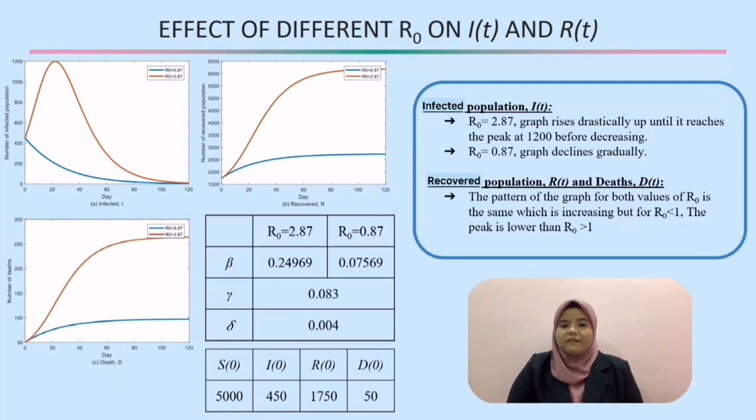Now we will see the behavior of the pandemic using the SIRD model with two different values of basic reproduction number R-naught. One value of R-naught is 0.87, which is lower than 1, and another one is 2.87, which is higher than 1.